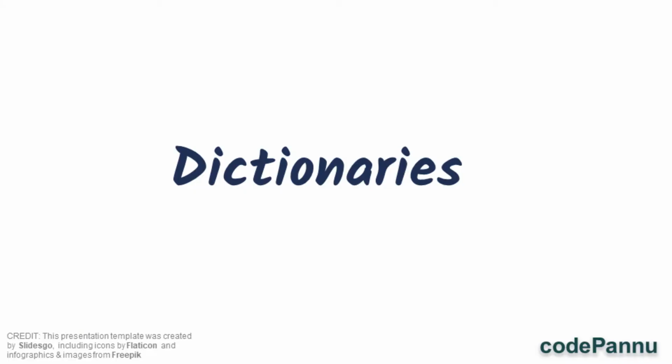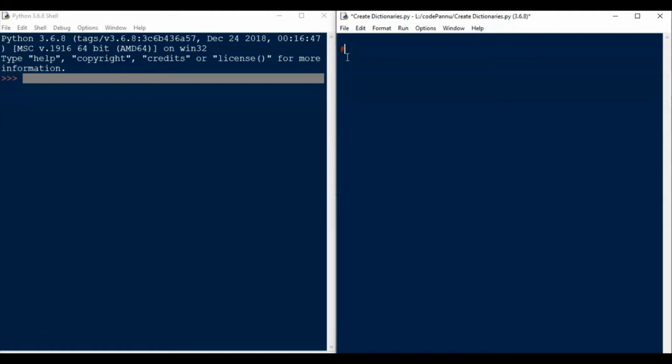Hi, this is the second video on the topic dictionaries. So let us quickly go to Python and create a dictionary for mathematics marks so we can understand the syntax in detail. So first, what do we do? We put the name of the dictionary and then we put equal to and then curly brackets.